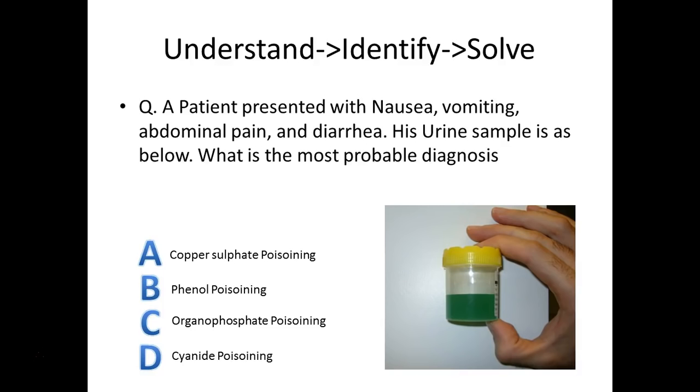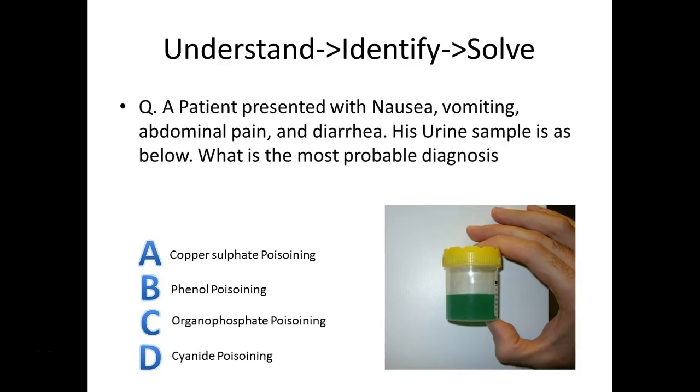In the earlier questions, if you could not have identified the image, you could not have solved the question. But in this type, there is some information given in the text itself. So if you understand the text and then you are able to identify the image, you will be able to solve it. But identification of the image is not that critical in such cases. It just helps. So a patient presented with nausea, vomiting, abdominal pain and diarrhea. His urine sample is below. What is the most probable diagnosis?